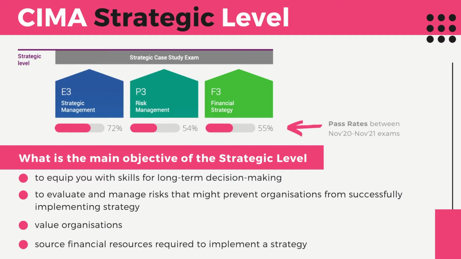Now let's have a look at the main objectives of the strategic level. Why is this level so important to the CIMA exam? For one, it's to equip you with long-term decision-making skills. As well as that, it's to arm you with the skills that you need in order to manage risks that can be detrimental to businesses, for example. It also allows you to value organizations and to source the resources that are needed in order to implement successful strategic decisions.